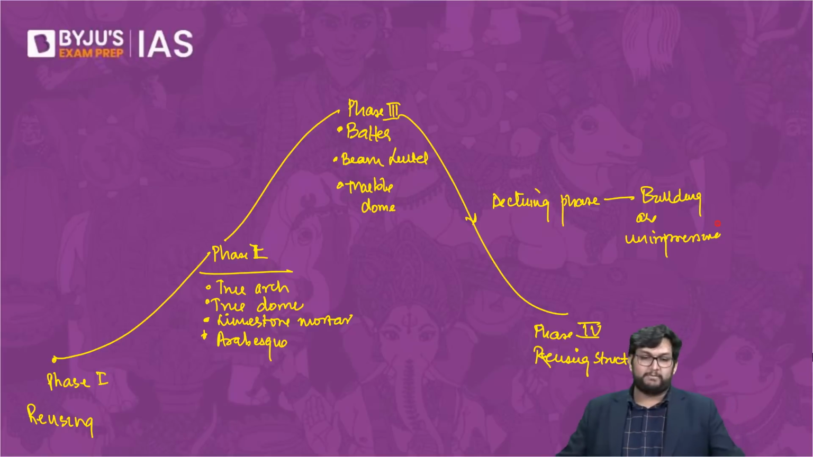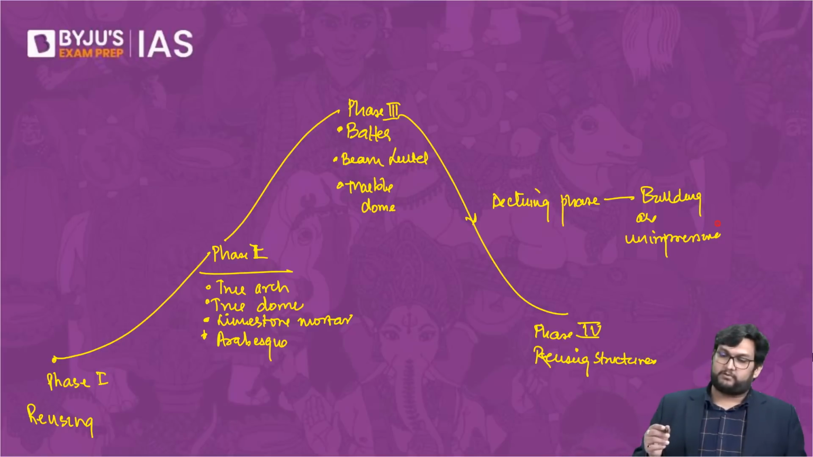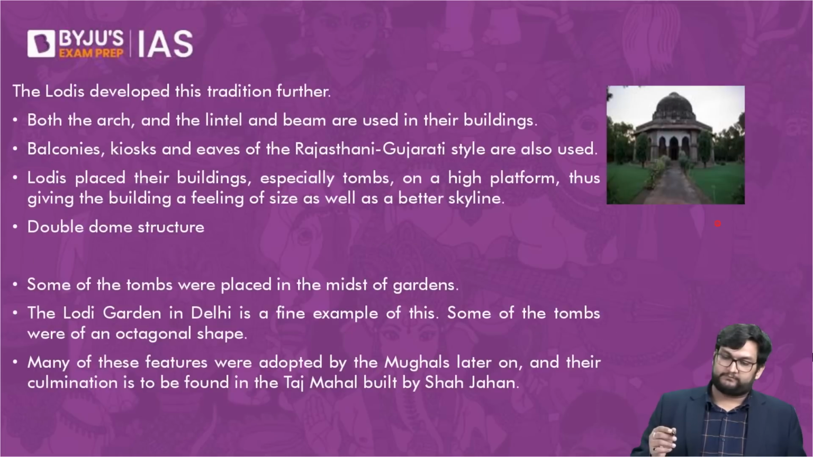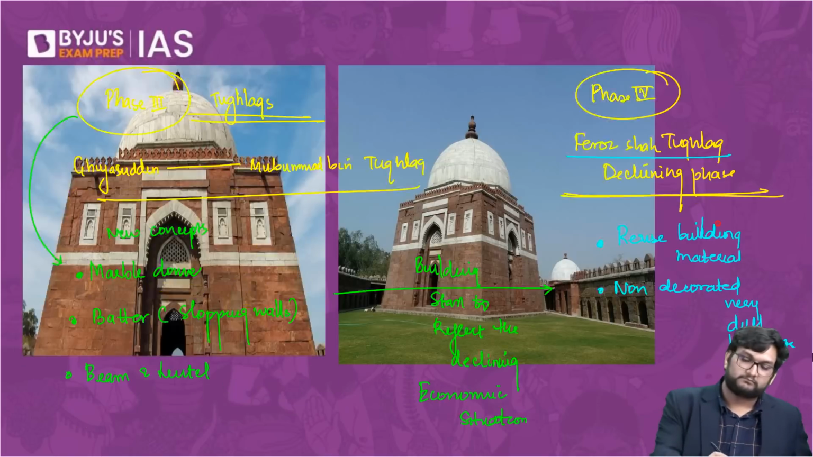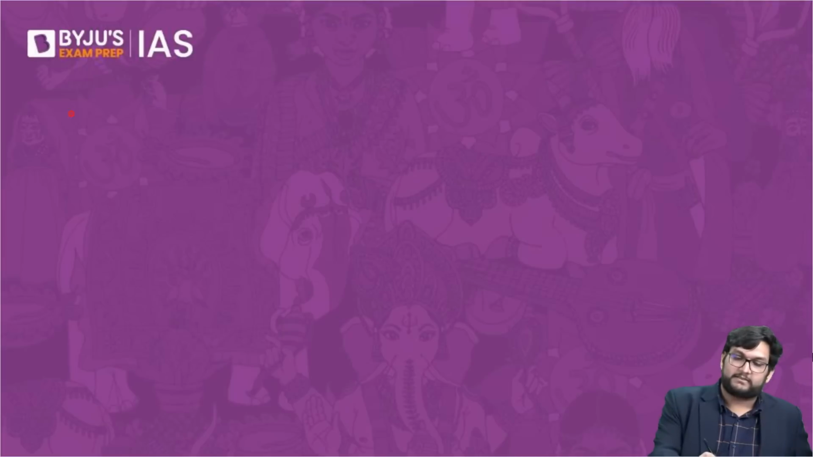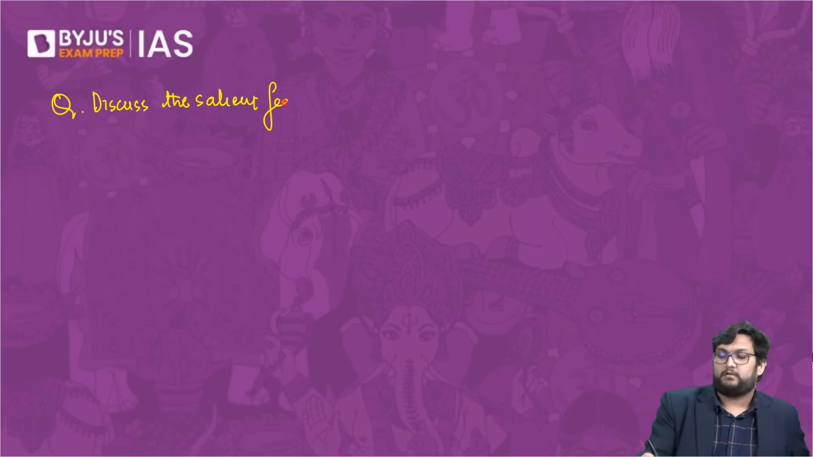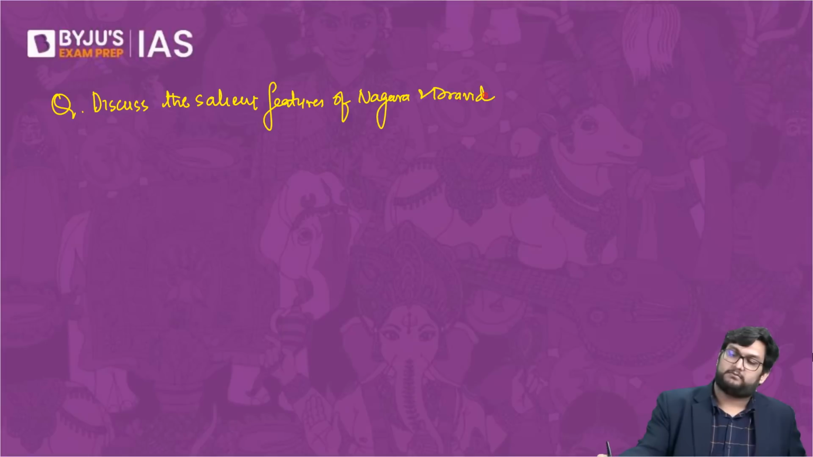Okay, now let me give you some practice questions and we can break for today. Discuss the salient features of Nagara and Dravida architecture. 250 words.